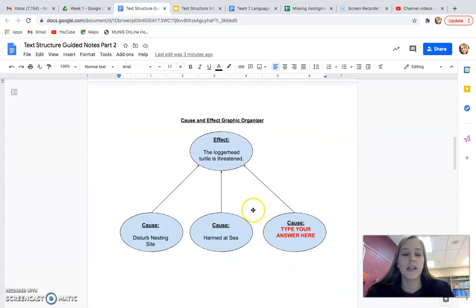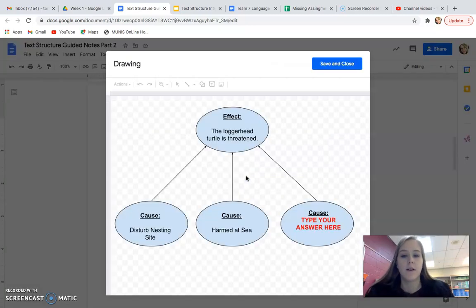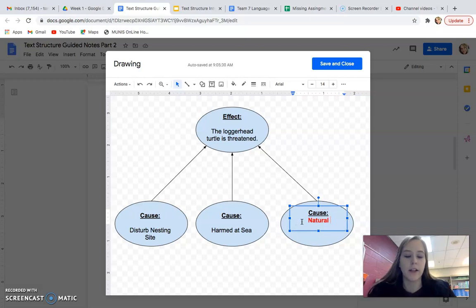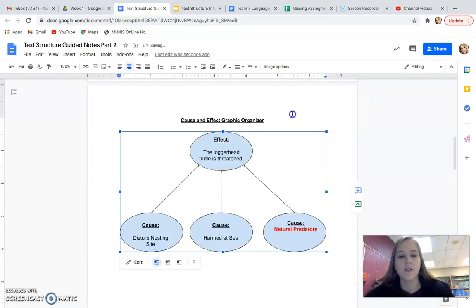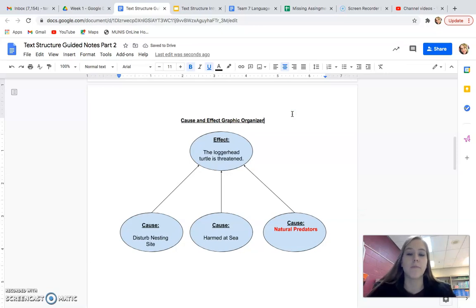So we're going to fill in natural predators on our graphic organizer. Remember, to edit this, you have to do a double click. So we're going to do a tap tap on the picture. When we do that, you can then click on where it says type your answer here. We can erase that, and we are going to fill in natural predators. Once you've done that, you can hit save and close, and then your graphic organizer will be complete. So make sure you go ahead and pause this video and go fill in your own graphic organizer.